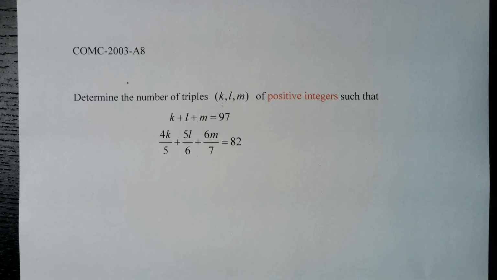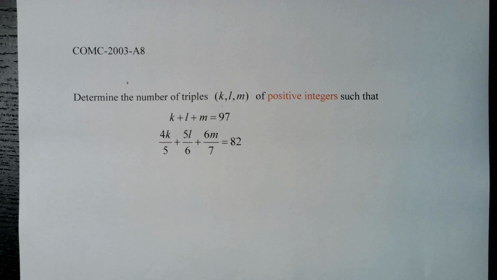Today we have yet another question here, and as always, let's first start off by reading the question. Determine the number of triples k, l, and m of positive integers such that k plus l plus m is equal to 97, and 4k divided by 5 plus 5l divided by 6 plus 6m divided by 7 is equal to 82. This is from the COMC contest, 2003 version. It is the 8th and final question of part A.